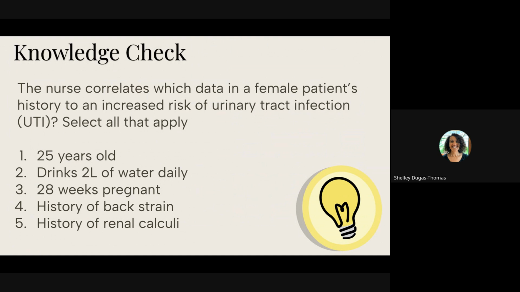So the answer for this one is 1, 3, and 5. Most common age groups for UTIs are women from 18 to 30. Pregnancy is also a risk factor, and sexual activity. So, if you have a history of renal calculi, that also puts you at a risk for developing a UTI.